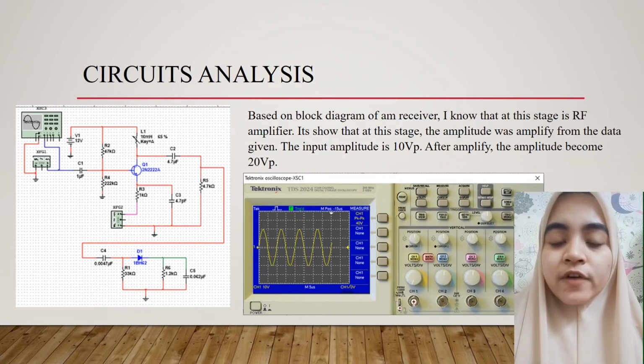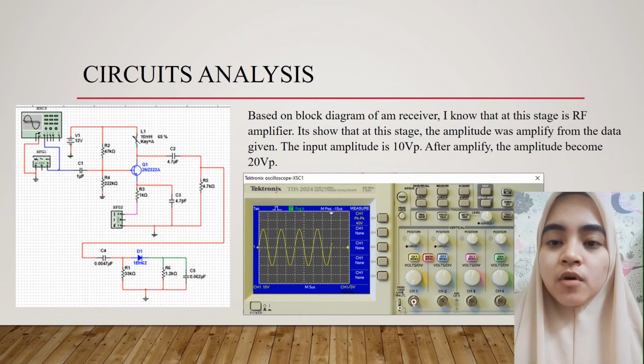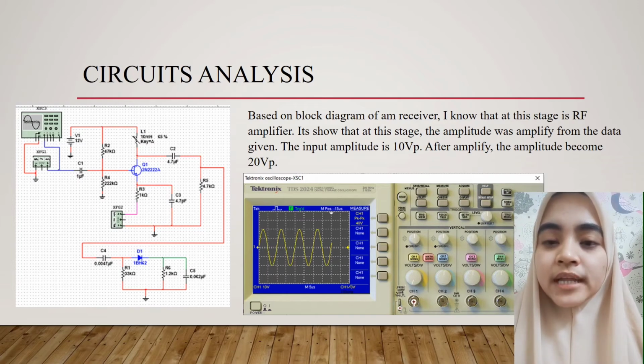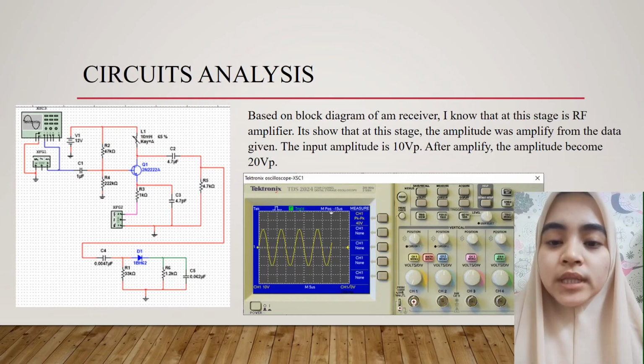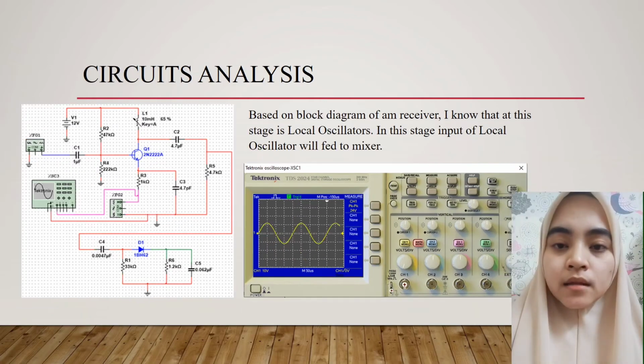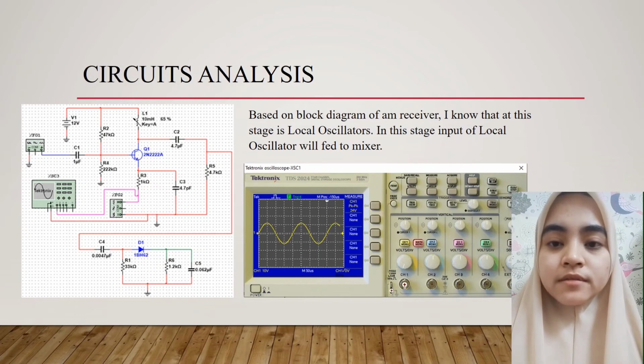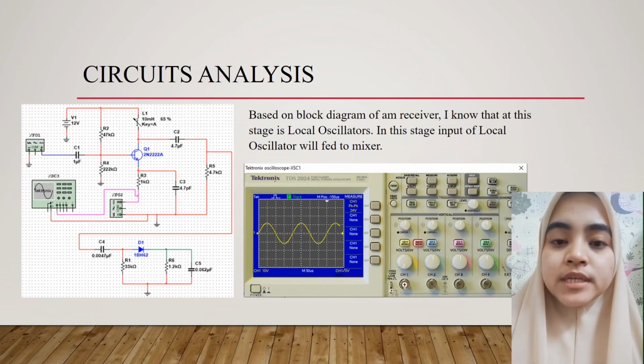First, RF amplifier. Based on the block diagram of the AM receiver, I know that at this stage is RF amplifier. It shows that at this stage, the amplitude was amplified from the data given. The input amplitude is 10 Vp. After amplify, the amplitude become 20 Vp. Next, we go to local oscillator. Based on block diagram of AM receiver, I know that at this stage is local oscillator. In this stage, input of local oscillator will feed to the mixer.